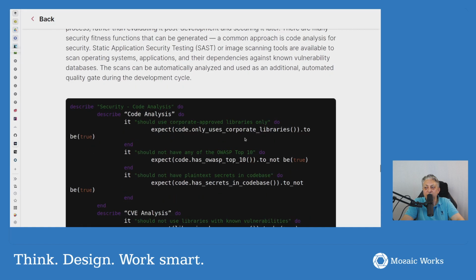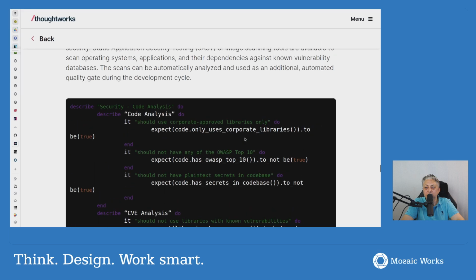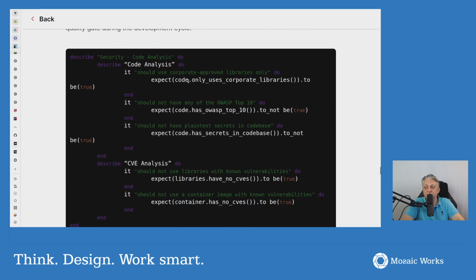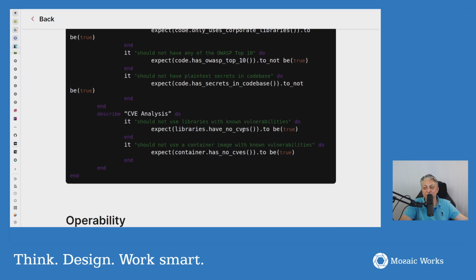So for security, okay, interesting. They give us examples. Expect code only uses corporate libraries. All right, I guess that's something you could validate depending on the systems you use. Expect code has OWASP top 10 to not be true. This is a bit harder to do. How do you prove you don't have those? And okay, maybe you have an audit and you store in a database that you have none of the top 10, but I would go maybe further and expect some security tests for a specific topic, maybe.